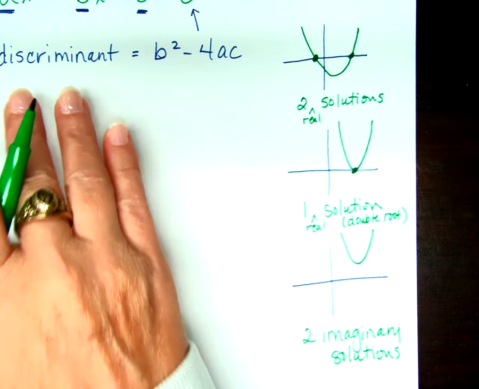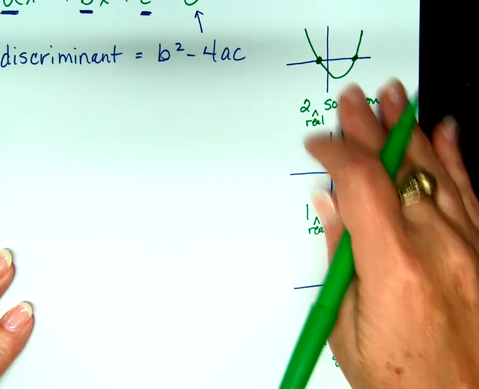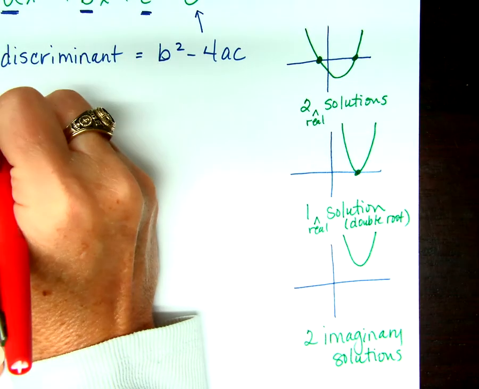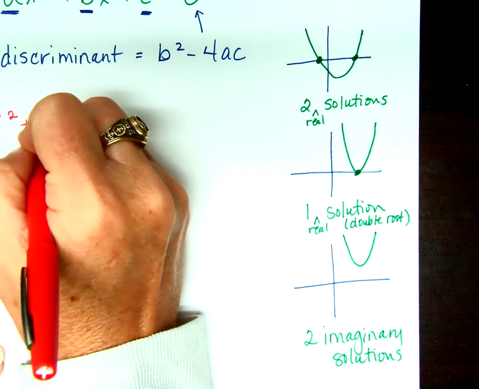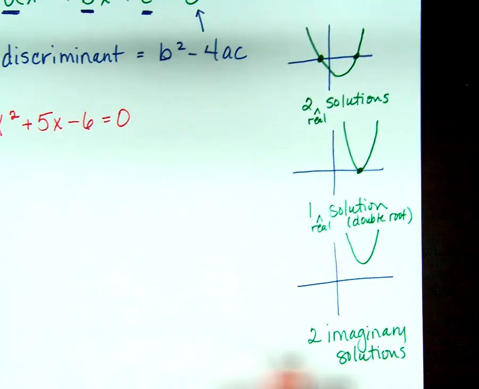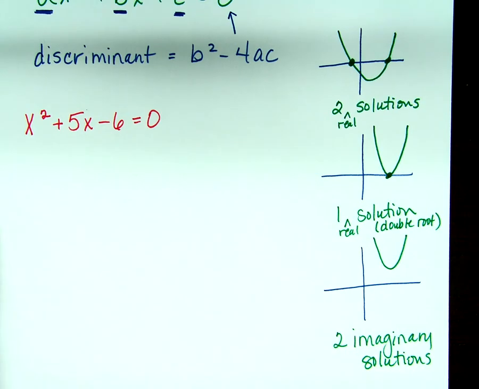So now let's use the discriminant and match up some stuff with these. Okay? So let me give you an equation. Here's the first equation we're going to talk about. X squared plus 5x minus 6 equals 0.